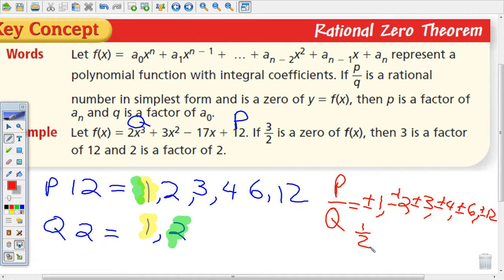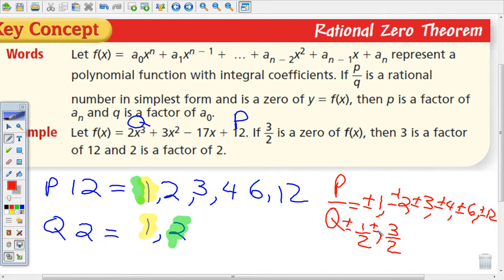But I can do 3/2, and what else? That's it. Because all the other combinations with a denominator 2 yield a whole number, which I've already written down. Right? 4/2 is 2, 6/2 is 3, 12/2 is 6, which I already got down. And this is still plus or minus even on the fractions.